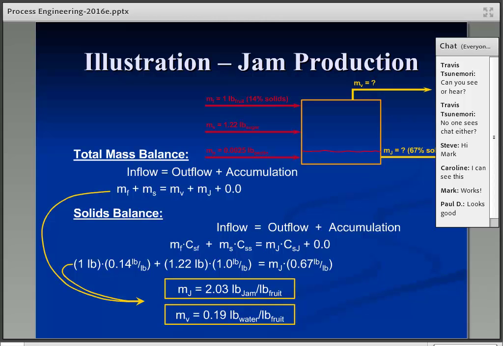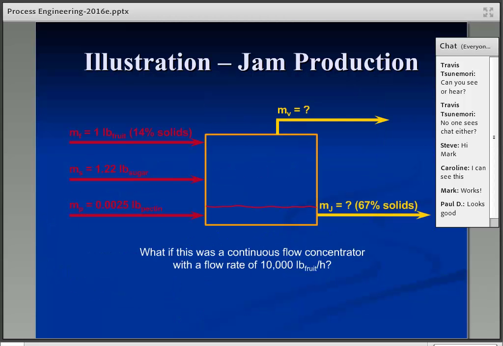So that's a look at a very basic mass balance problem. Just to ask you a little question about it: what if this was continuous flow? Typically, the input is flowing in at some rate and you get an outflow rate. It's very common to have a continuous flow concentrator, so how does that change the problem? We did everything there per pound of fruit, just said there was 1 pound of fruit up there.